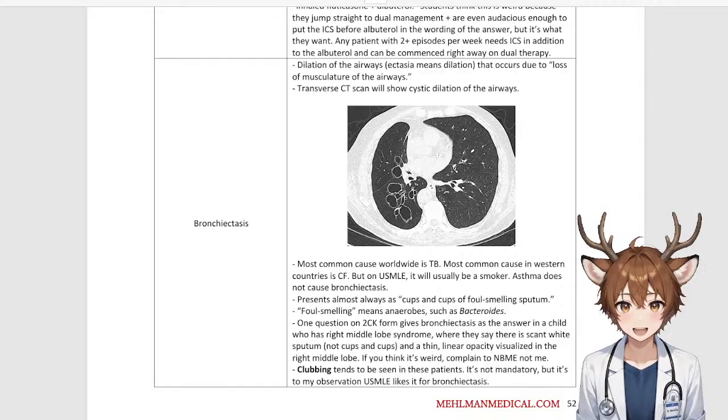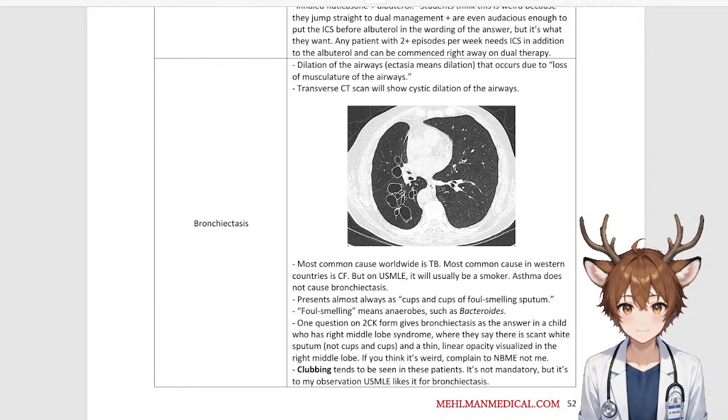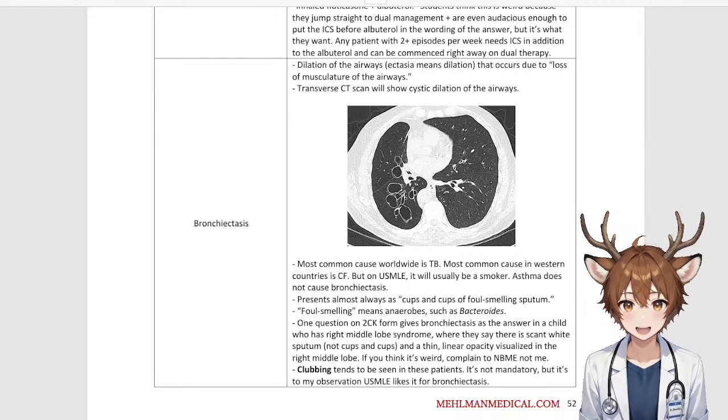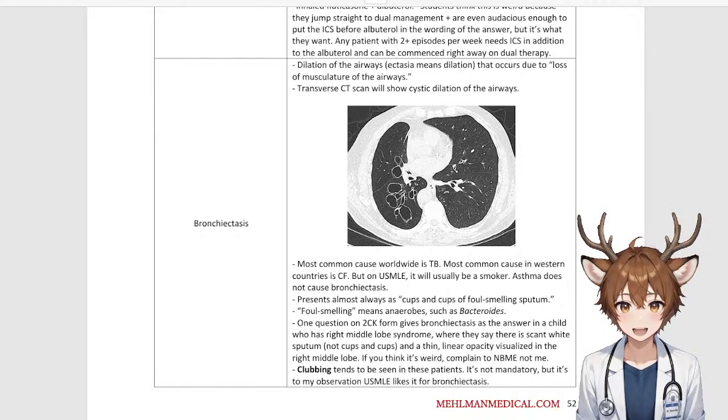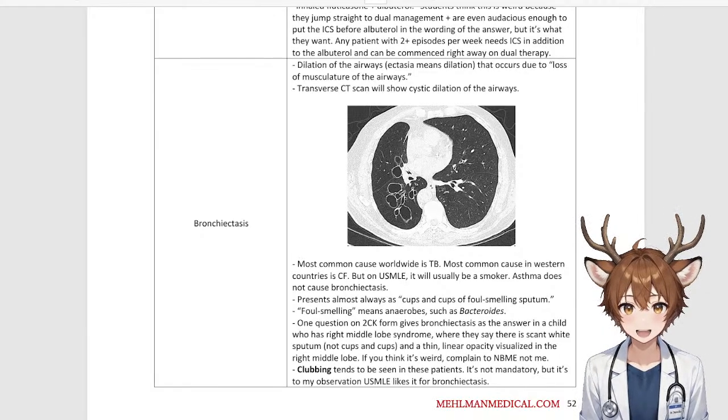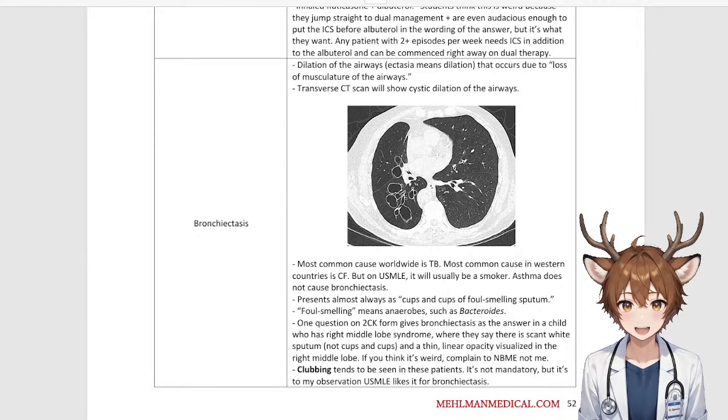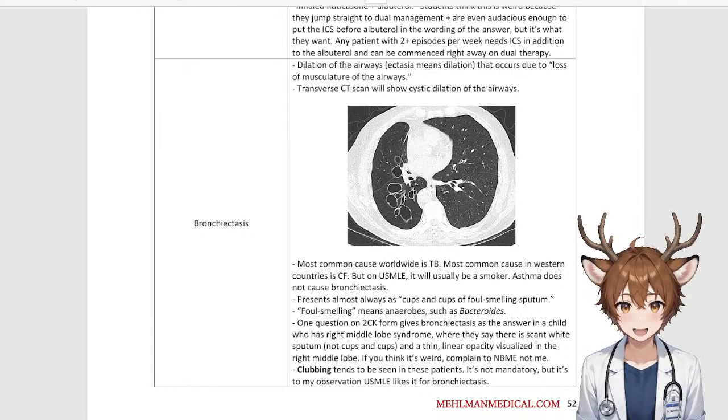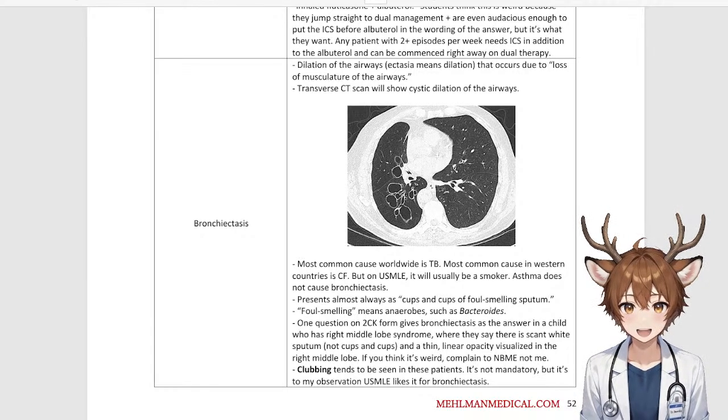But on USMLE, it'd usually be a smoker. Asthma does not cause bronchiectasis. Presents almost always as cups and cups of foul-smelling sputum. Foul-smelling means anaerobe, such as Bacteroides.